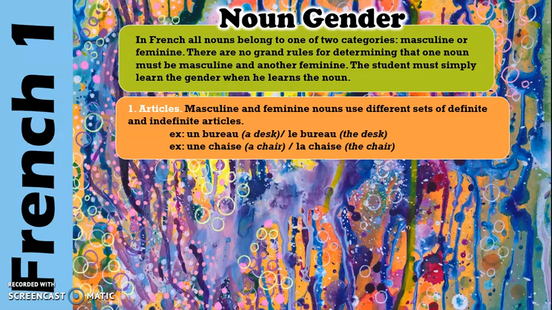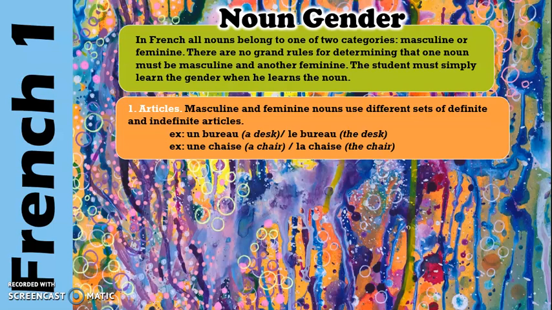Let me give you an example with a desk and a chair. Okay, the word for desk in French is bureau, and bureau is a masculine noun. Why is desk masculine in French? I can't tell you. Nobody knows. It just is. And we have a feminine noun, chair, which is chaise. Now, why is chair feminine in French? I can't tell you. Nobody knows. It just is. Okay?